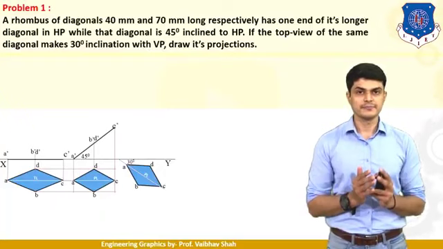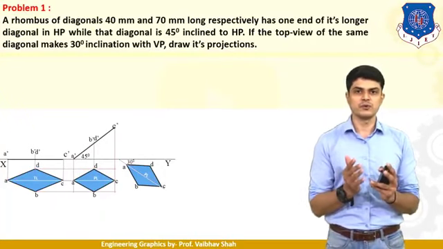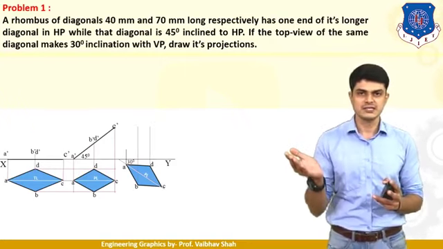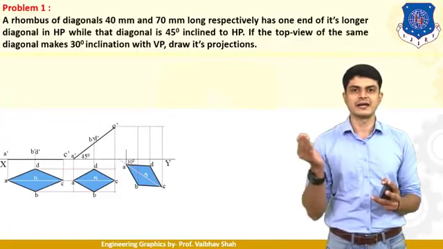30 degrees. After getting this figure, we should finally find out the front view in VP. So for that, let us draw the vertical line from each and every point like this. After getting this vertical line, we should draw horizontal lines from each and every point like this.